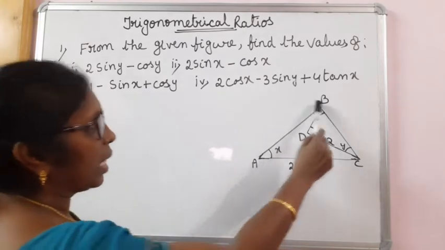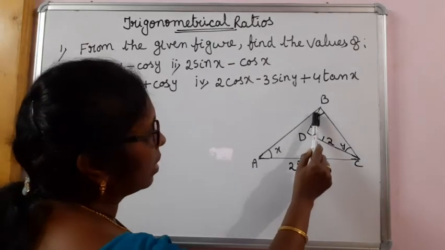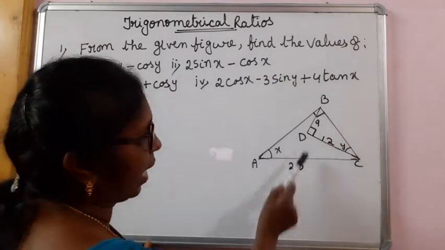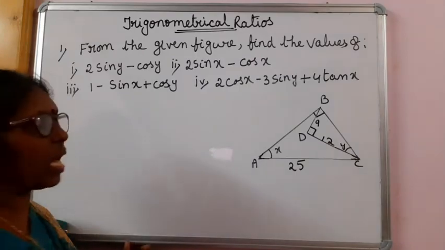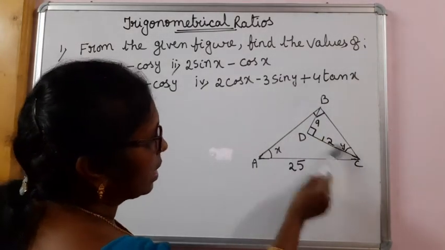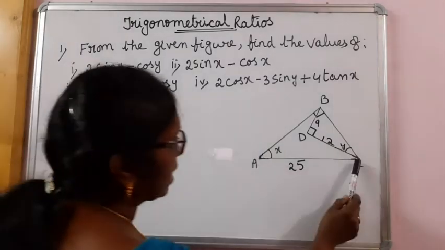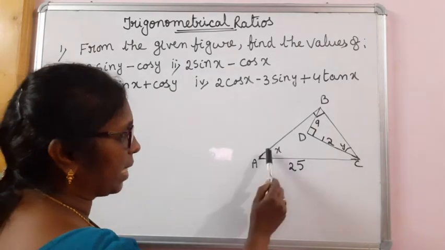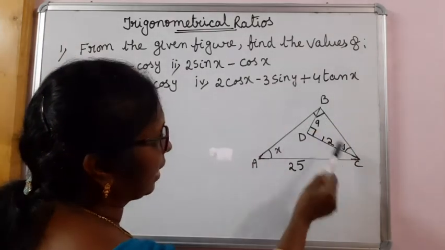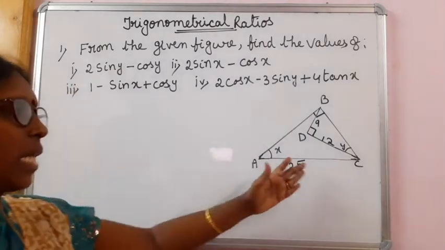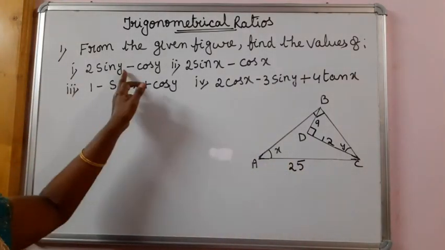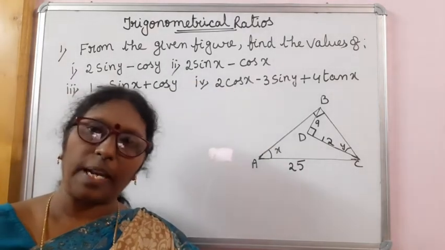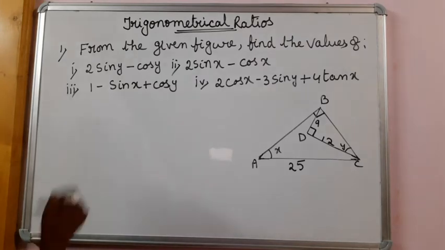In this figure, ABC is a right angled triangle. Right angle is at B. And BDC is also a right angled triangle. Right angle is at D. BD is given 9 units. CD is given 12 units. AC is given 25 units. And angle A, that is angle BAC, is X. And angle BCD is Y. Okay, they are the angles. If it is so, we have to find the values of these 4 expressions. Okay, let us work out one by one.